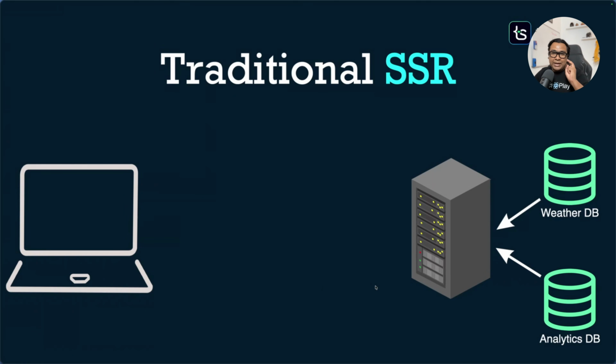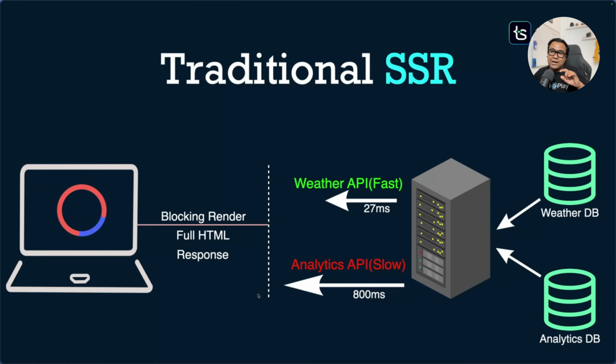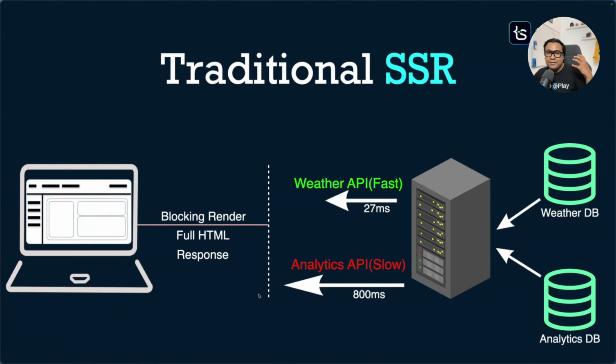Now imagine there are APIs to get the weather data and the analytics data. The weather API is much faster than the analytics API. The main problem with server-side rendering here is it blocks the rendering until the full HTML response is prepared. The user starts seeing the loading indicator or the blank screen, and finally after some point in time they get to see the page. The user stares at a blank white screen because the server refuses to send a single byte of HTML to the browser until every database query, every API call has resolved.